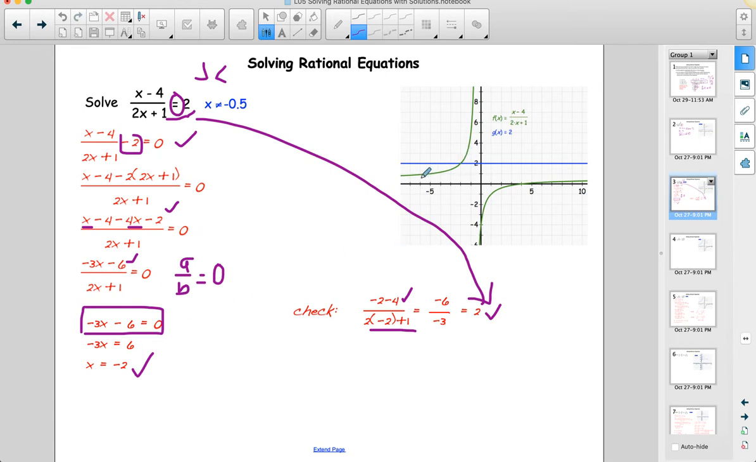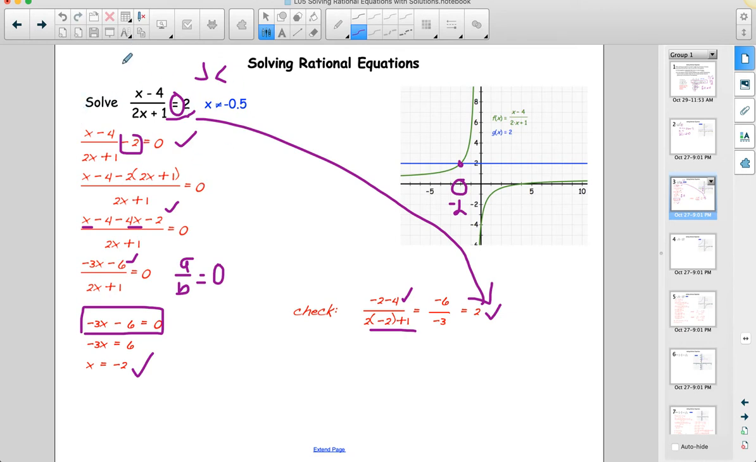And now graphically what I'm showing you, in green, that's the graph of x minus 4 over 2x plus 1. The blue is the graph of g of x, or y equals 2. And notice they intersect right here. Where are they intersecting? They're intersecting at negative 2. And that's the solution we found there. So that's the process for solving these.